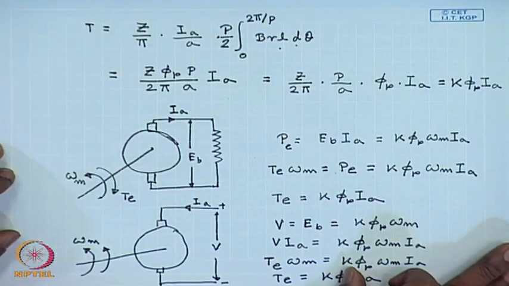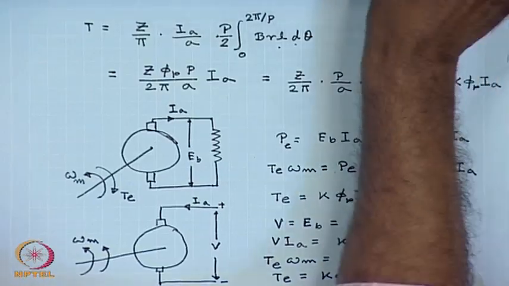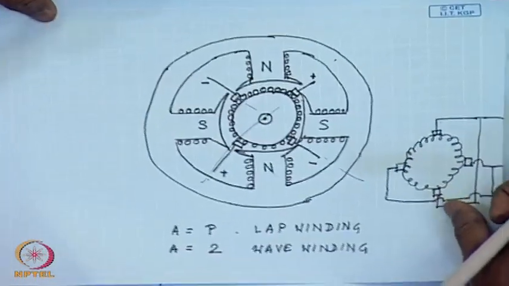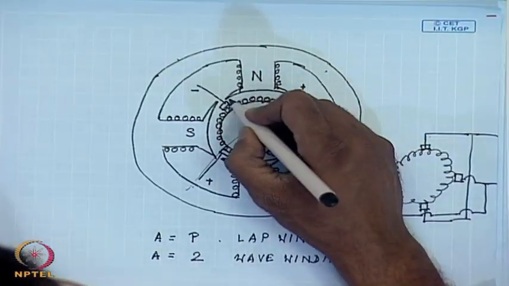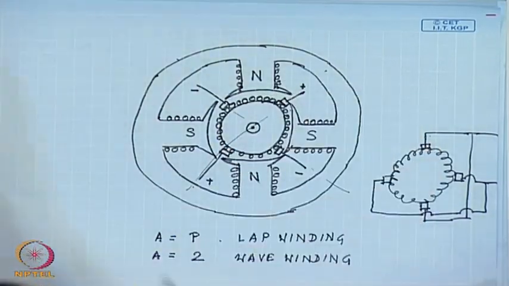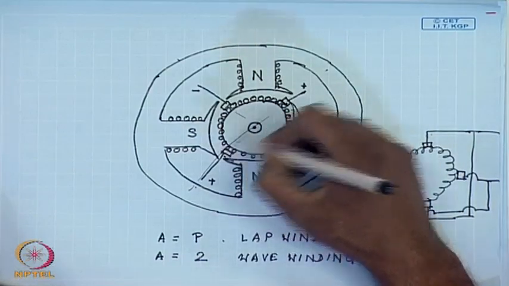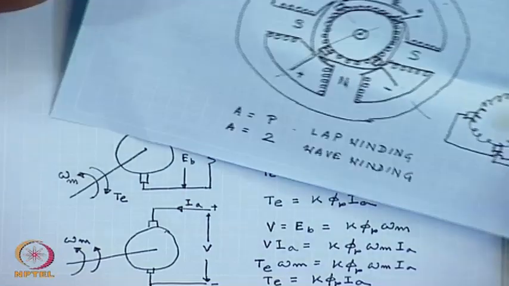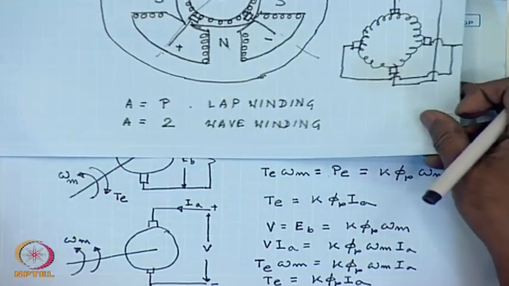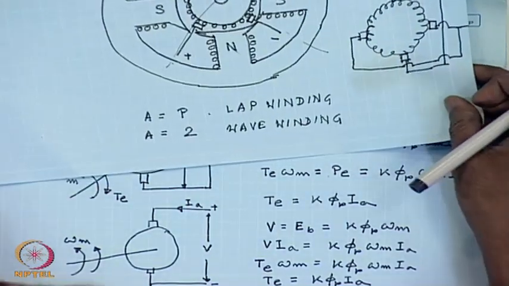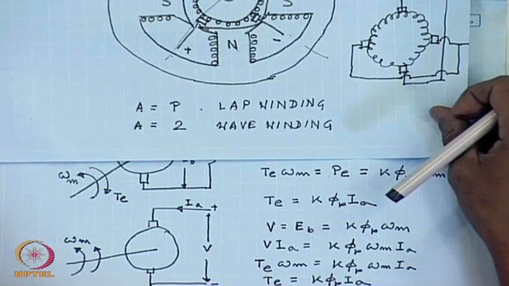Therefore, we have seen that in a DC machine, when the armature rotates under the influence of field poles, field flux, an EMF is induced across the brushes. The magnitude of the EMF is proportional to the flux produced by the field poles, that is, flux per pole phi p, and the rotational speed of the armature.